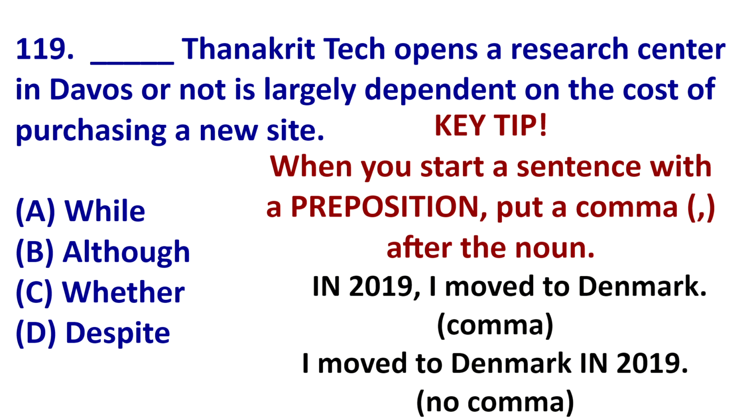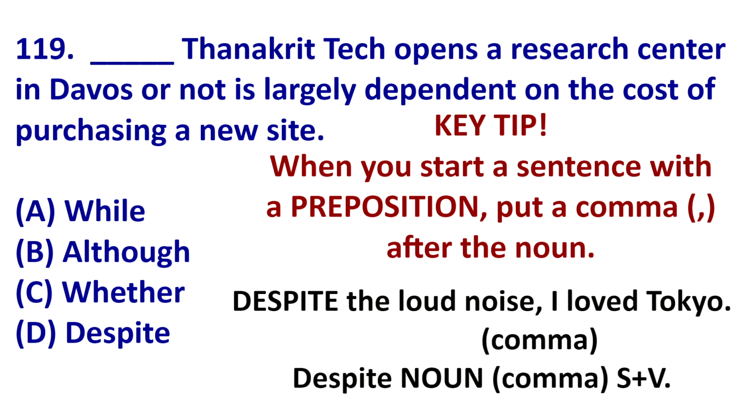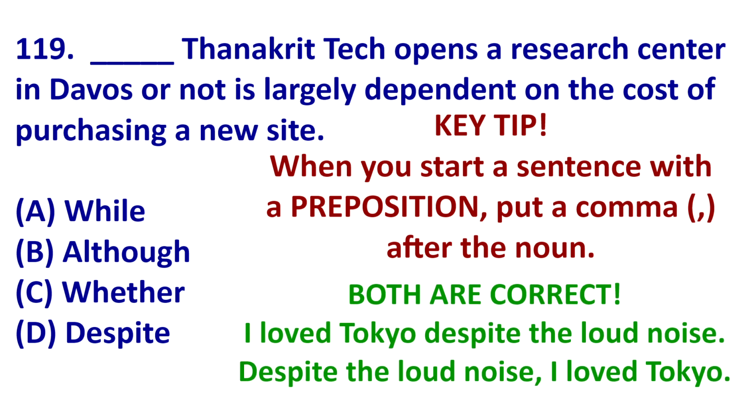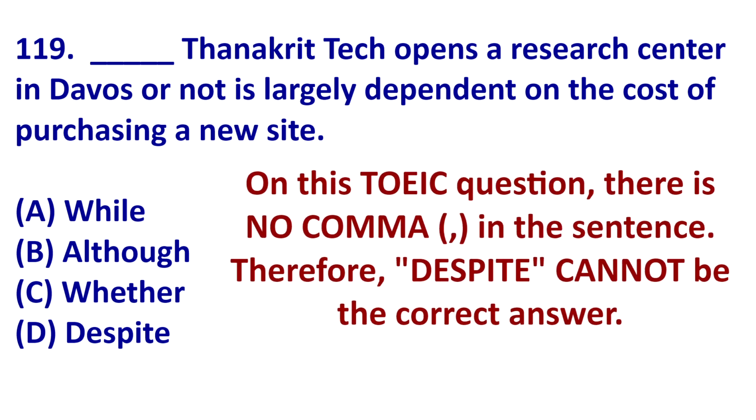Let's look at another example. Besides the warm weather, I also like the architecture in Bangkok. Besides is a preposition. Another preposition is despite. Despite the loud noise, I love living in Tokyo. So, despite noun form, comma, subject verb. If you have, I love living in Tokyo despite the loud noise, you do not need a comma. But if it starts with the despite, you need a comma. Here, we do not see a comma, so it cannot be despite.